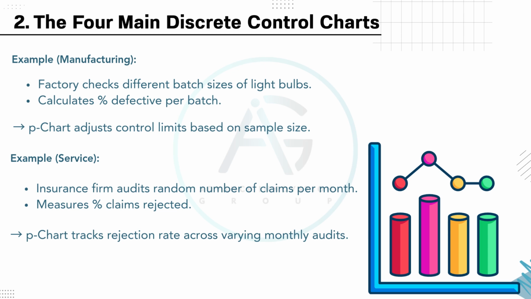For each audit, they calculate the percentage of rejected claims. Here again, the P chart is perfect because the number of claims audited varies, and we want to monitor the rate of rejection. So, in summary, the P chart is your go-to control chart when you're dealing with binary outcomes, like pass, fail, defective, not defective, but the sample size isn't consistent. This ability to handle variable sample sizes is what sets the P chart apart from the NP chart.